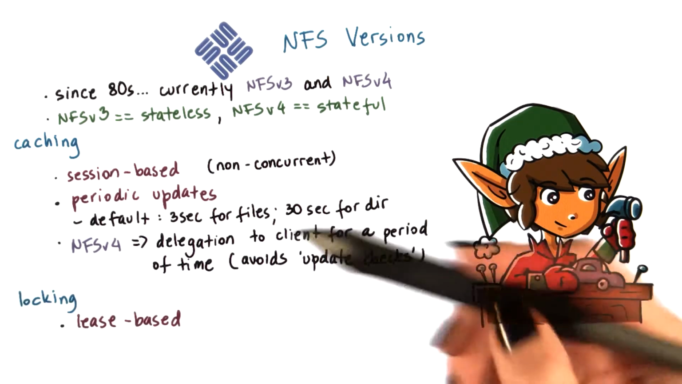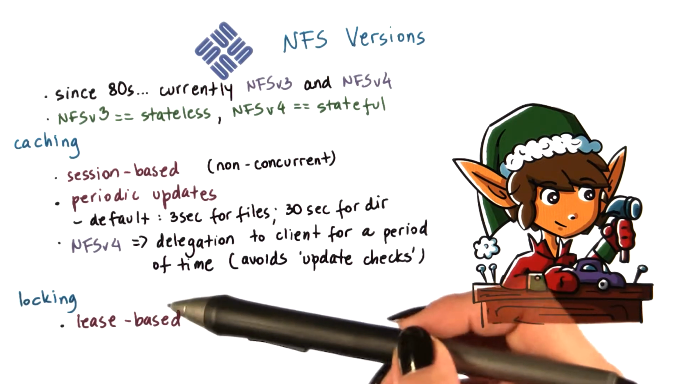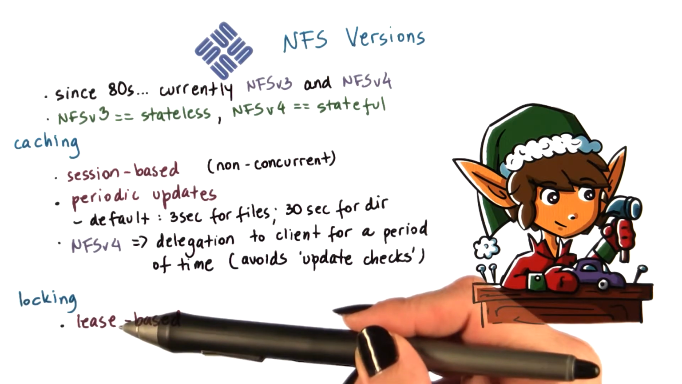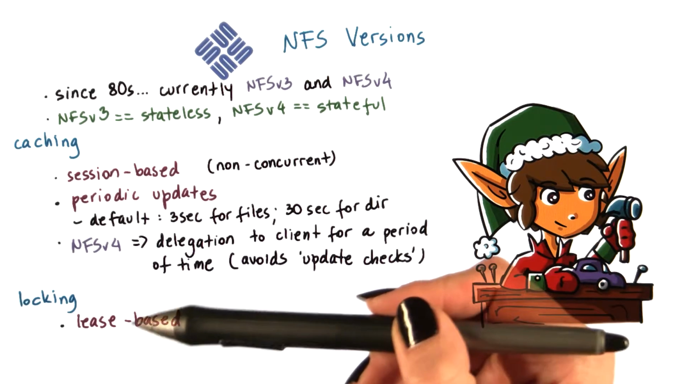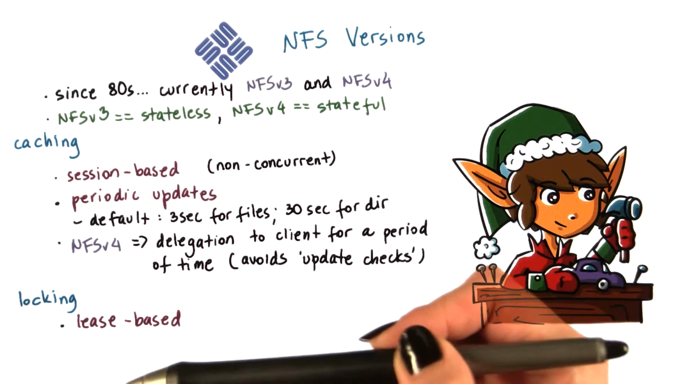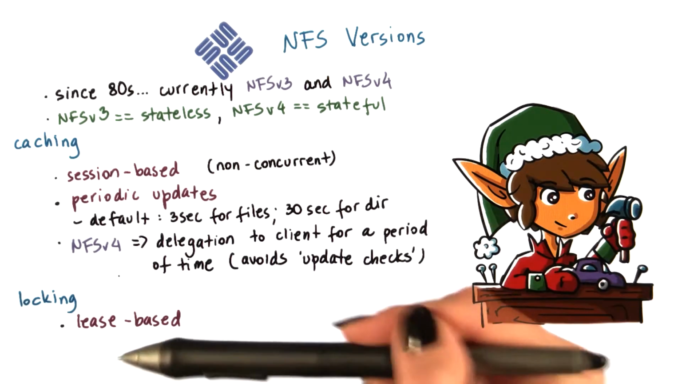With server-side state, NFS can support locking. The way NFS supports locking is using a lease-based mechanism. When a client acquires a lock, the server assigns it a particular time period during which the lock is valid. It is then the client's responsibility to make sure that it either releases the lock within the leased amount of time or explicitly extends the lock duration.